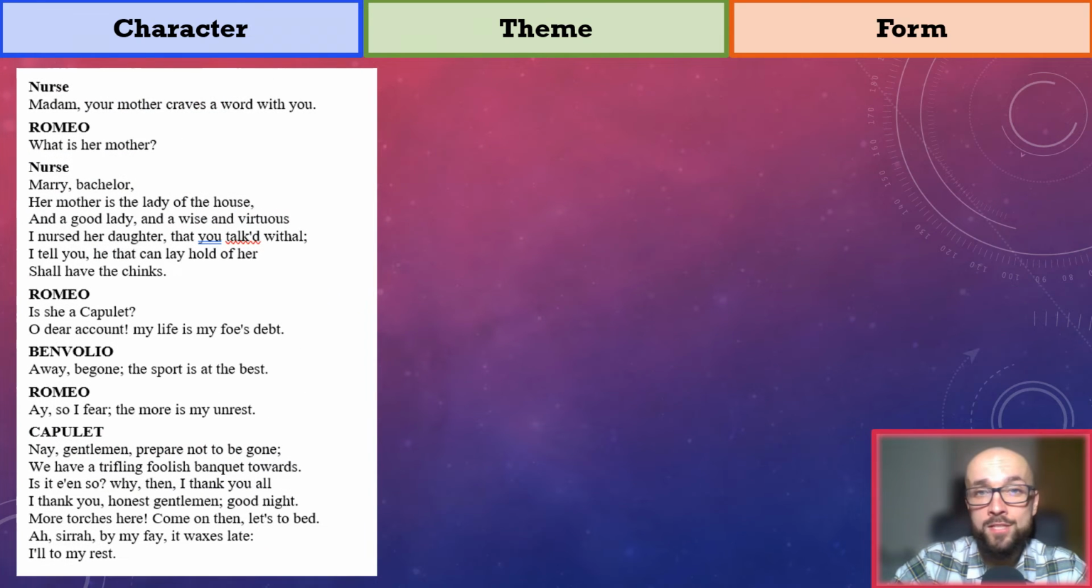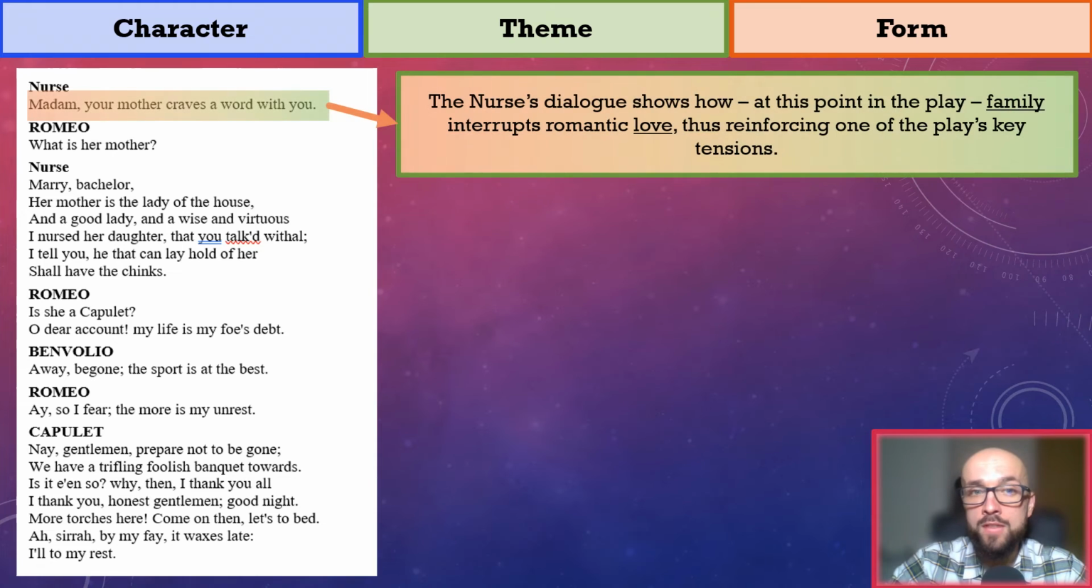The scene changes with the nurse's arrival. Her first line of dialogue shows how family interrupts and overpowers romantic love at this part of the play. This reinforces one of the play's central tensions, of course.